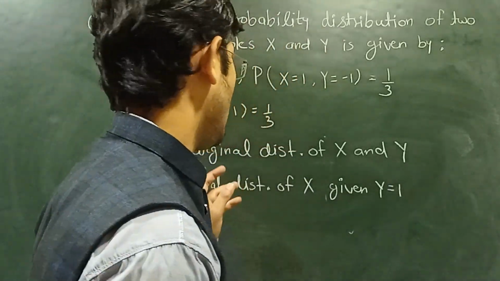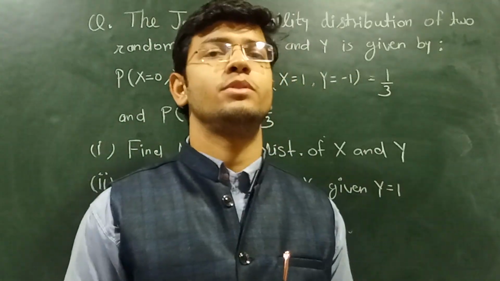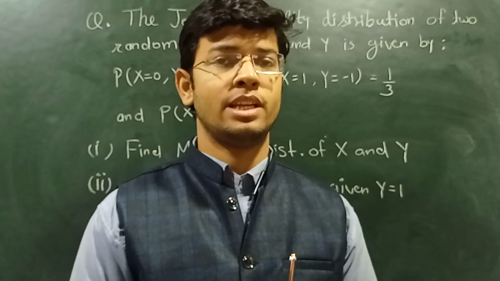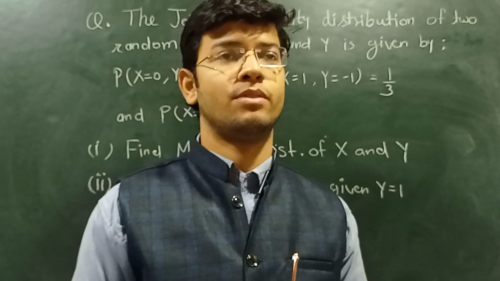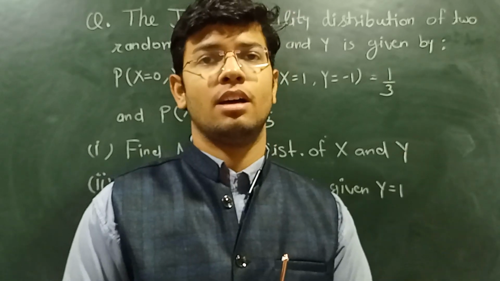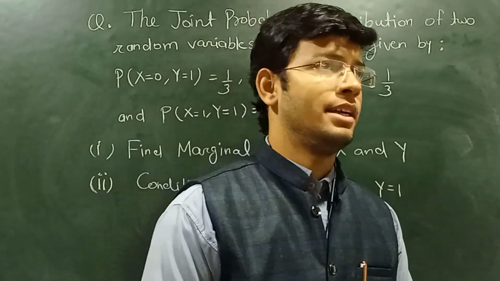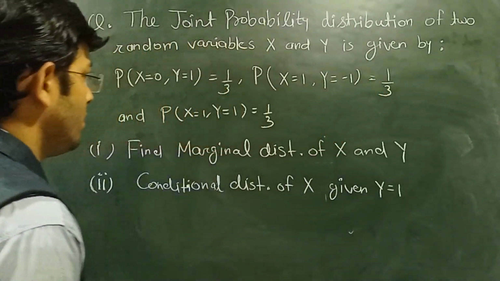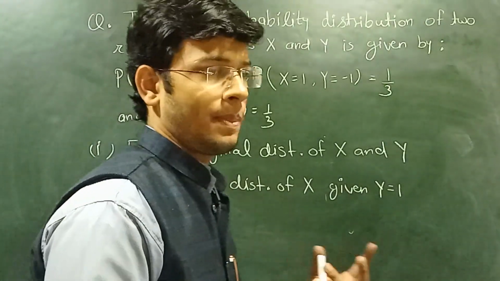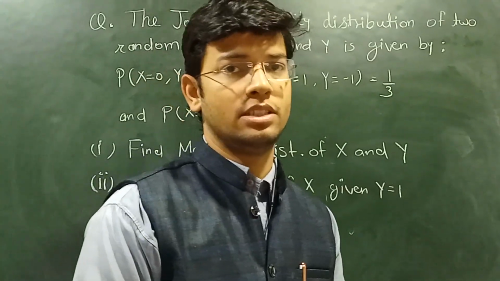So the first question is how to find the marginal distribution of x. Firstly we have to draw our table for this distribution, and the observations are also given. And how can you draw the table of this distribution?